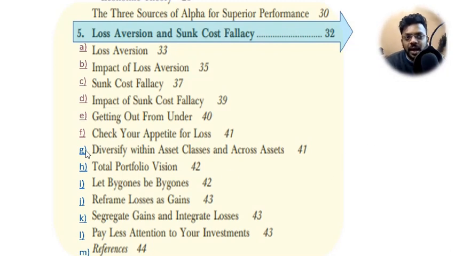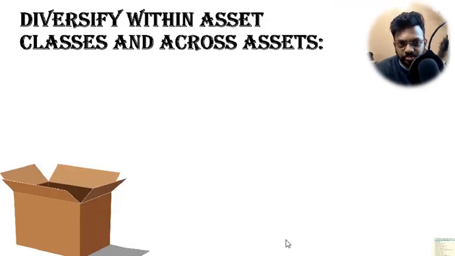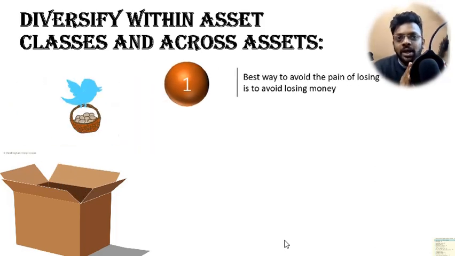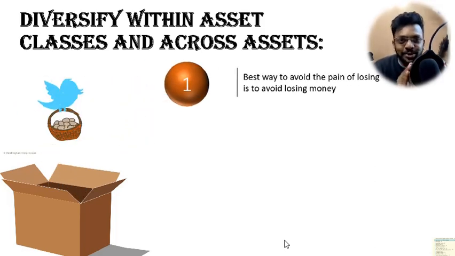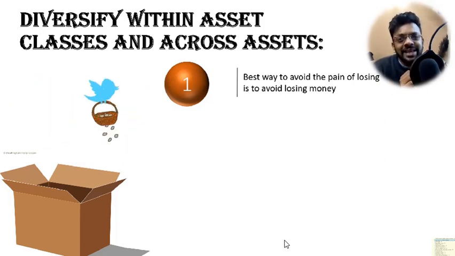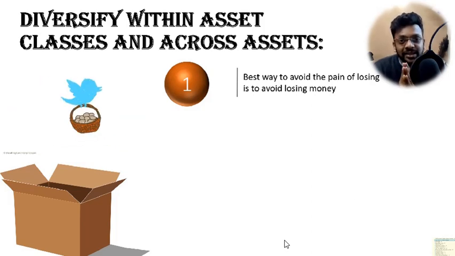So the second advice would be to diversify within asset classes and across assets. What Parag Parikh says about diversification is the best way to avoid the pain of losing is to avoid actually losing. Yeah, exactly. If you don't lose, of course there won't be any pain, right? But the problem is there is no foolproof solution to that, but there is always a chance to minimize the losses.